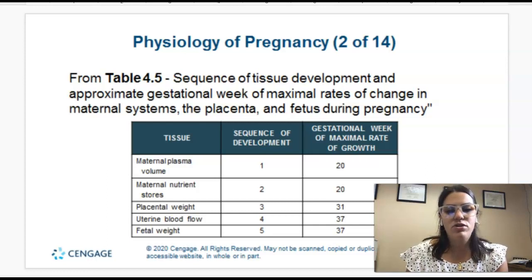So the nutrient stores are important because in the early stages of pregnancy, mom is going to sort of set the stage to be able to support the baby by storing some nutrients for the baby to be able to rapidly grow and develop, which we'll talk about in just a second. But once those take place, then in around 30 or 31 weeks, the placenta really is going to start to grow and develop. And that, in combination, the fetus is going to be able to grow and develop with that. And then finally, we're going to get more blood flow to the uterus, and then the fetus will rapidly grow in size and weight at week 37.